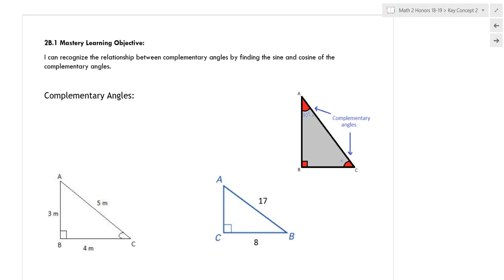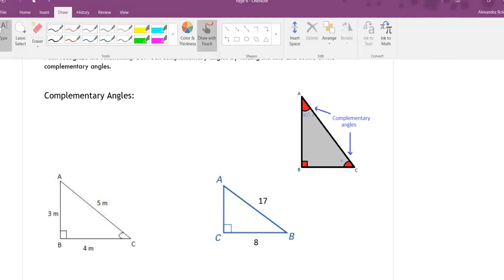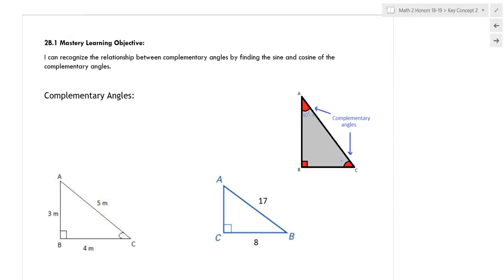To B.1, our mathematical objective is I can recognize the relationship between complementary angles by finding the sine and cosine of those complementary angles. So we should know what complementary angles are to start. The definition of complementary angles is two angles that add up to 90 degrees. It's any two angles that add up to 90 degrees.